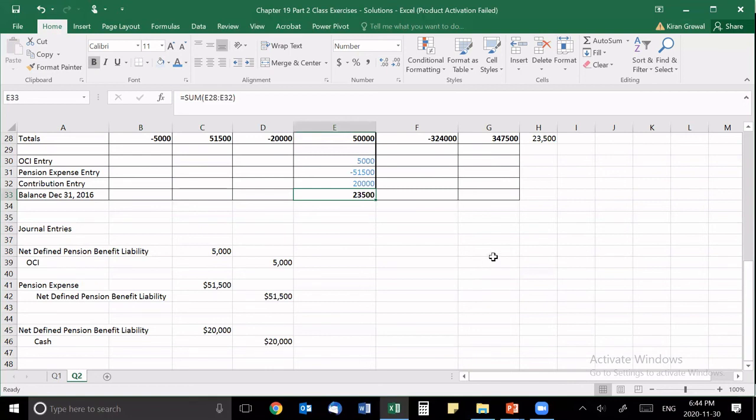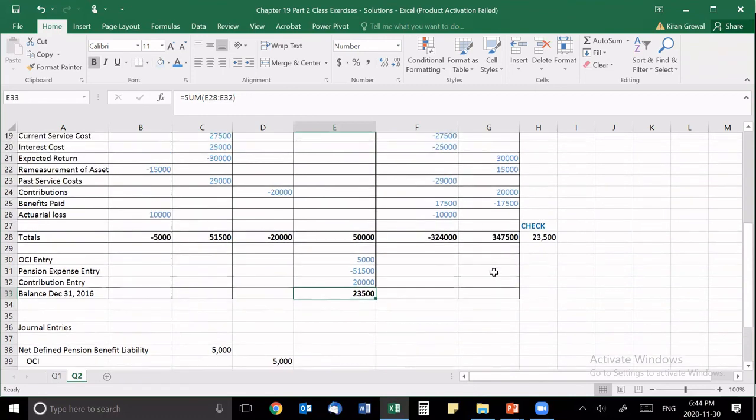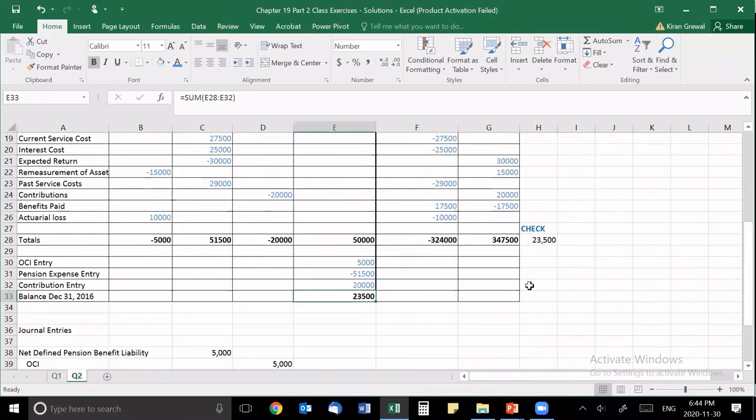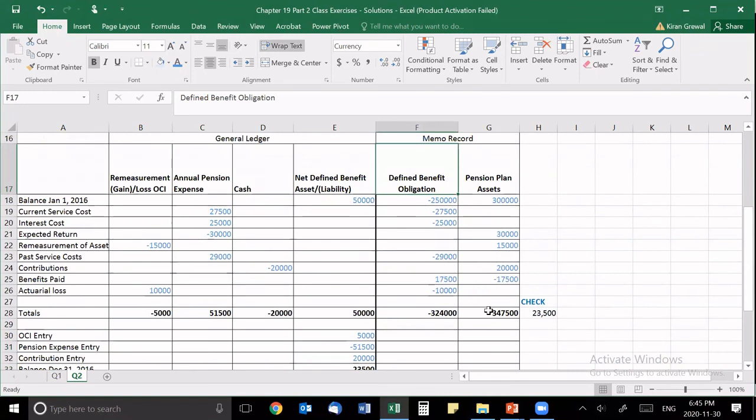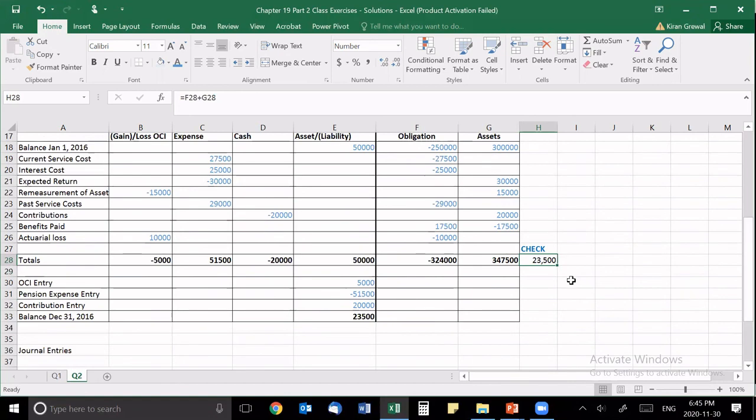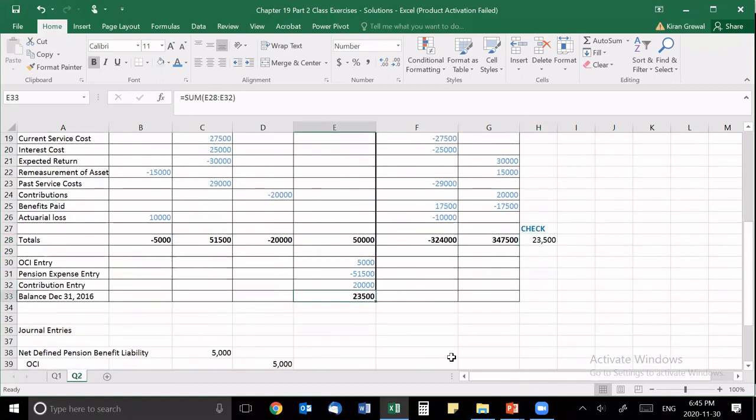The last thing we want to do is do a quick check to make sure that this number is correct. So here we have our defined benefit obligation, negative 324,000, pension plan assets, 347,500. We're going to just take the difference between them, and we get a positive amount of 23,500, which is the same as that there. So that is the same as this. Okay, so we're good here.